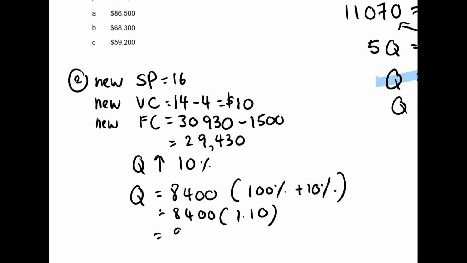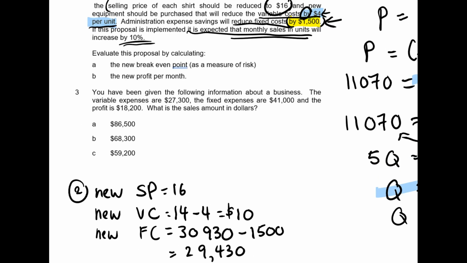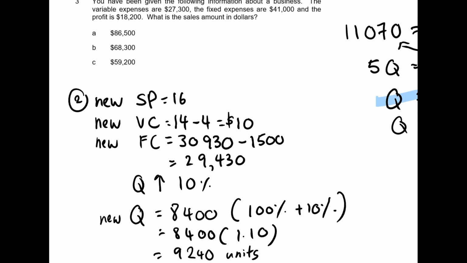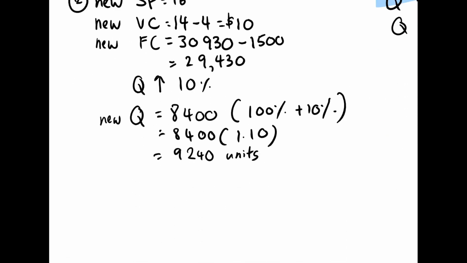You will get 9,240 units. So this is your new quantity. Okay, so they're asking you for the new break-even point, and they're asking you for the new profit for the month. Okay, so very simple, they ask for the new break-even point.